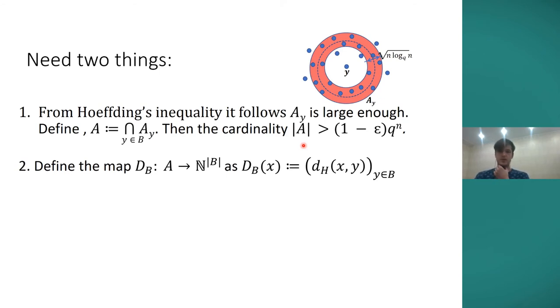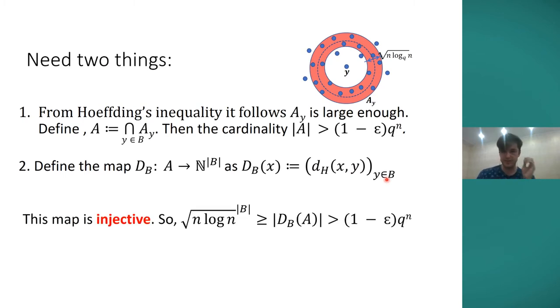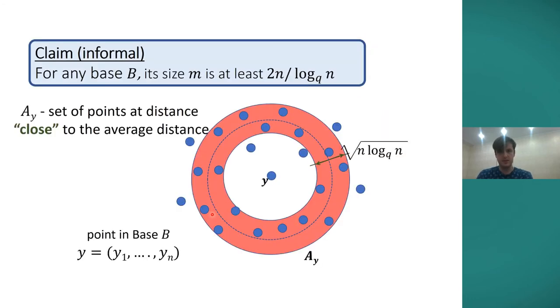Now we define the map from this set A to vectors of distances. Since B is a base, this map has to be injective. And this means that the cardinality of the image has to be at least the size of A. And from these arguments, we can literally obtain the bound that I mentioned here.